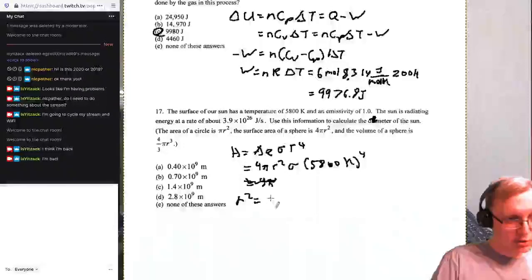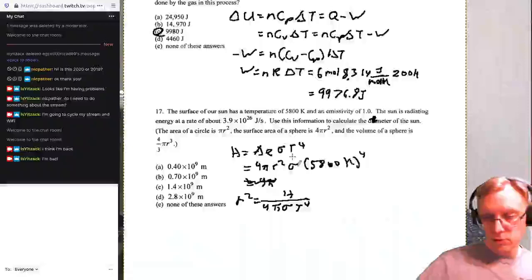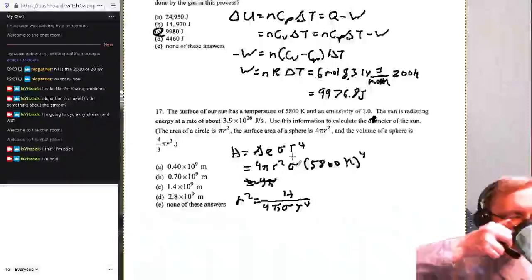Radius squared is equal to h over 4 pi sigma T to the 4. So we square root that and double it.